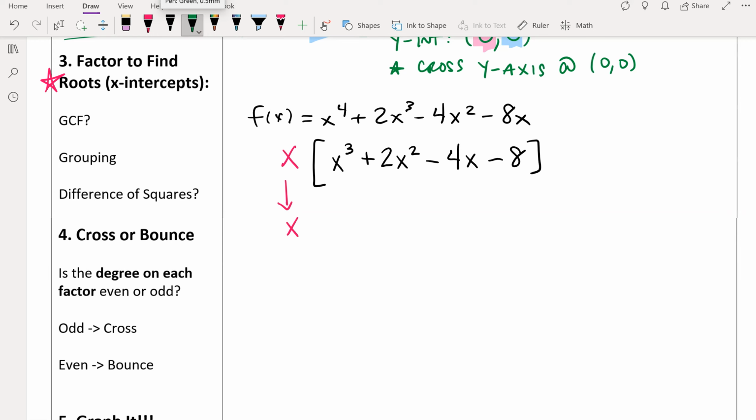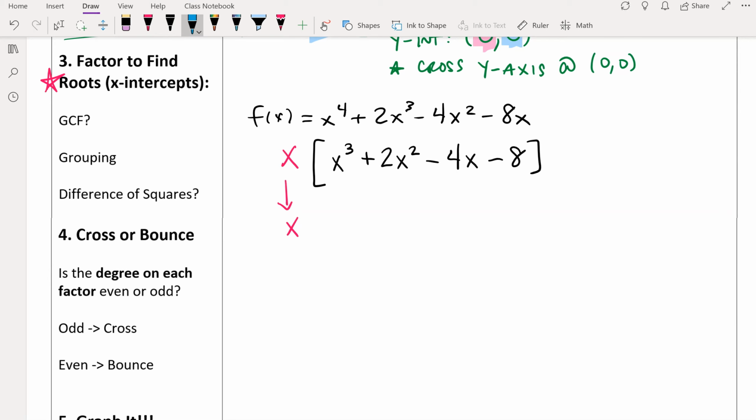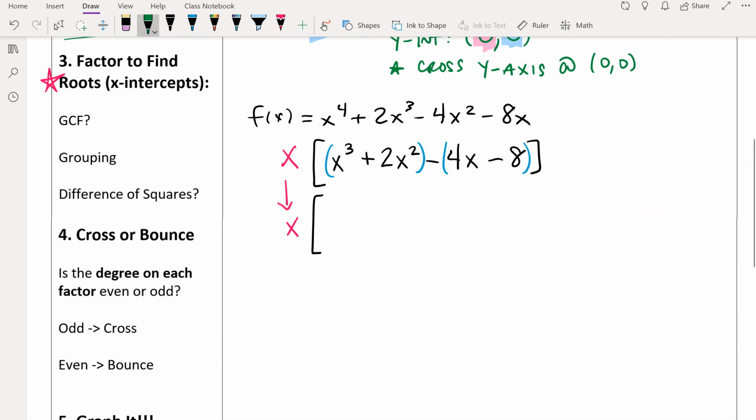And now, what's our next step in factoring? Well, because we have 4 pieces, we are going to do factor by grouping. So our first step is to group. Put parentheses around the first 2 terms, put parentheses around the second 2 terms, and now we are going to take out a GCF. So this bracket is going to come down. And now we're going to take out a GCF in the first group. The GCF in the first group is going to be, let me do that in green, x squared. Out of these two, we have x squared in common, so x squared.